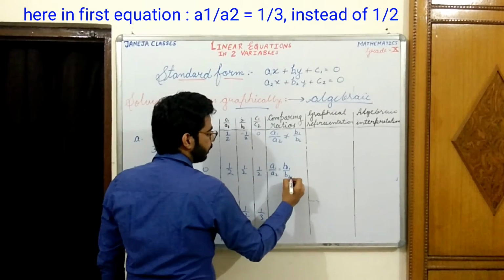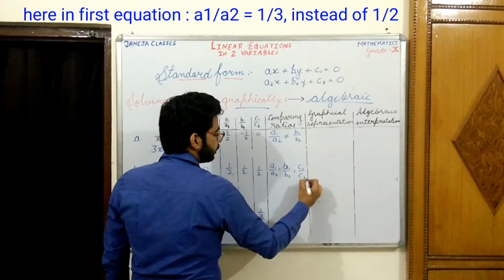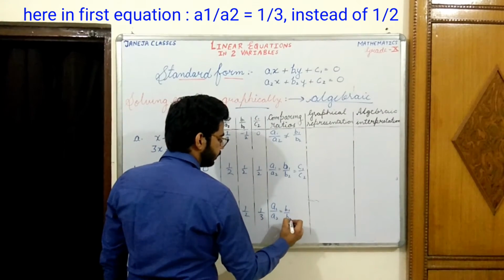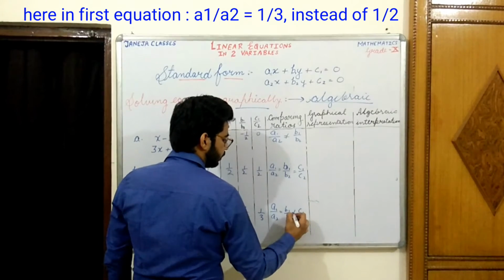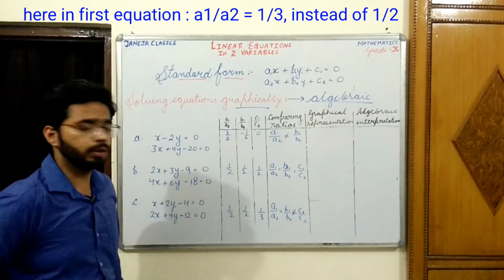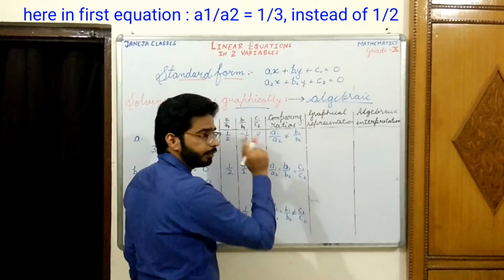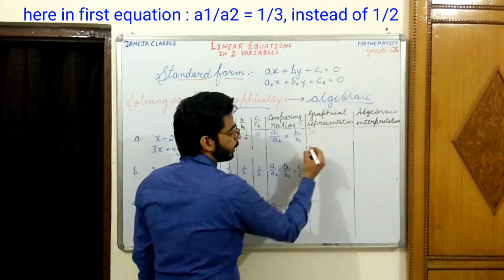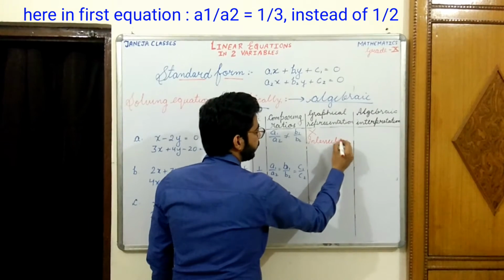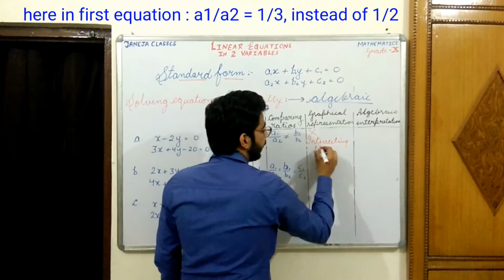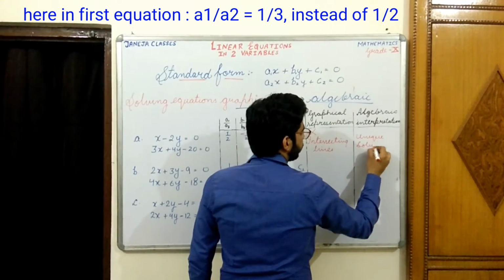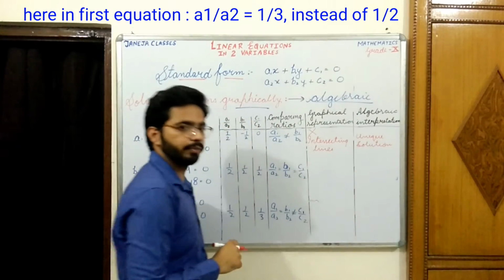a1 upon a2 is equal to b1 upon b2 is equal to c1 upon c2, and here the first two ratios are the same and the last ratio is not equal. Now in our first equation, what did we get? When we made the graph, at that time we got intersecting lines. So we can say graphically we have done this. So we can write here intersecting lines, and we call it a unique solution. It means we got only one value of x and one value of y.